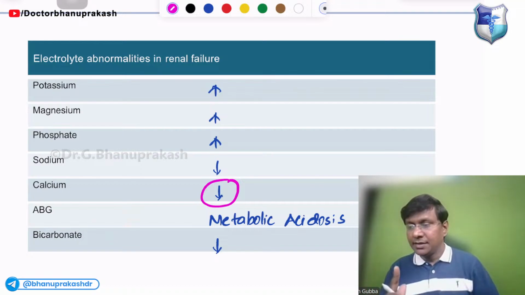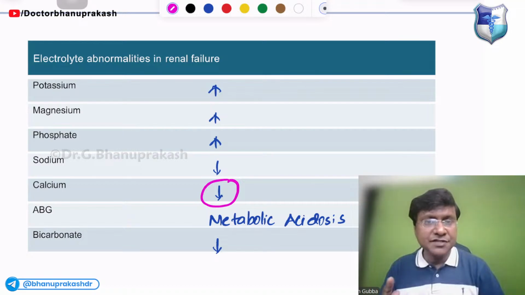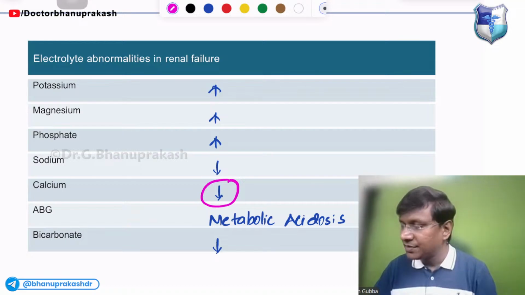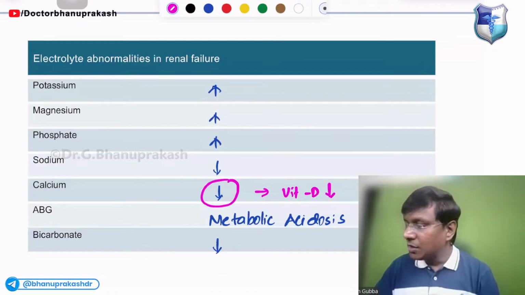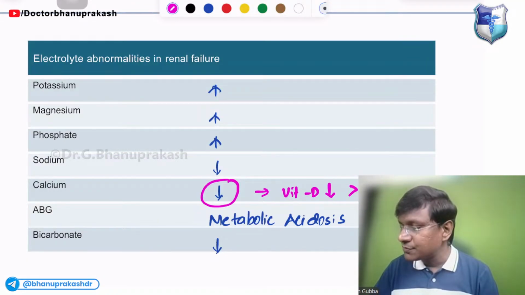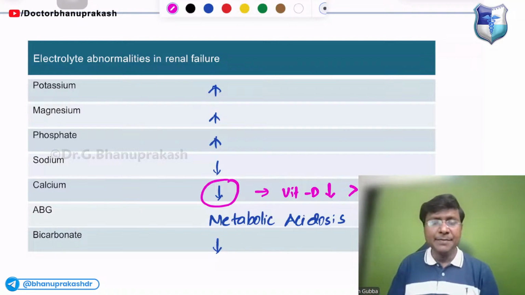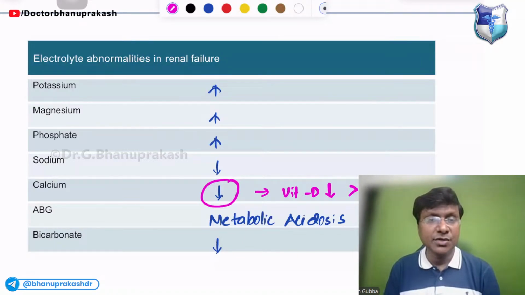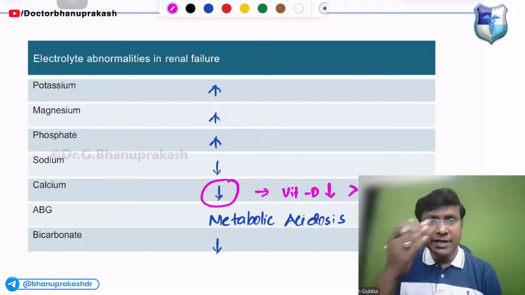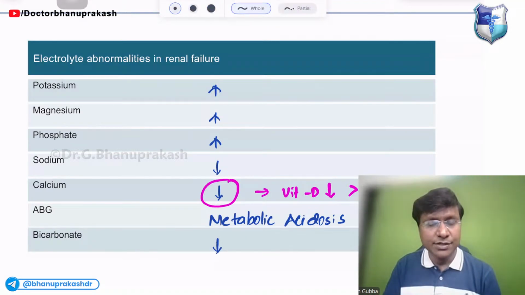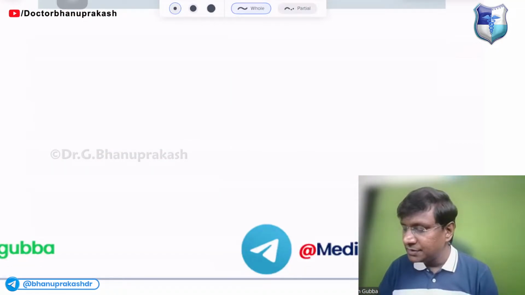No. Okay, let me tell you. The calcium which is decreased in case of chronic kidney disease is mainly due to vitamin D deficiency. And along with that, there is also an increase in the phosphate levels. But the primary reason is vitamin D deficiency that will contribute to hypocalcemia. Whereas in acute kidney injury, the hypocalcemia is mainly because of hyperphosphatemia, right? So this you need to be completely aware of, right?